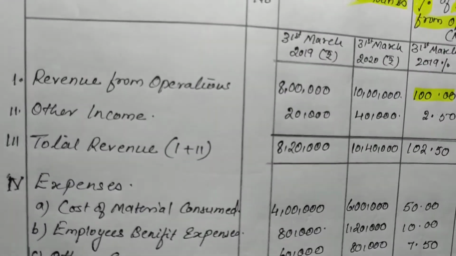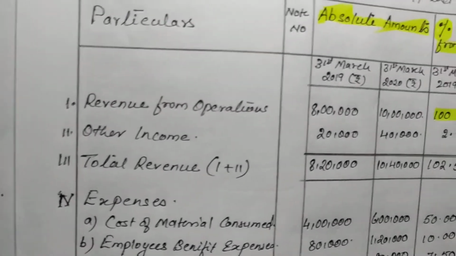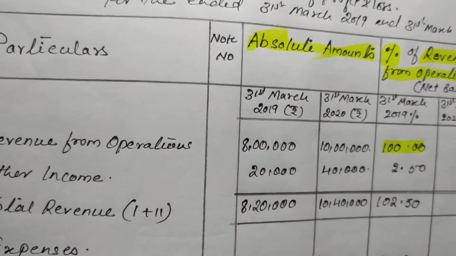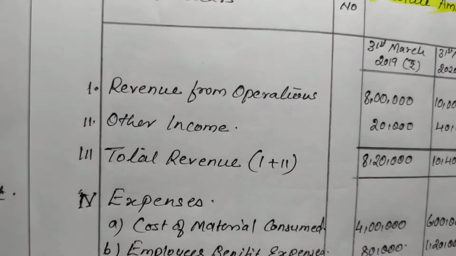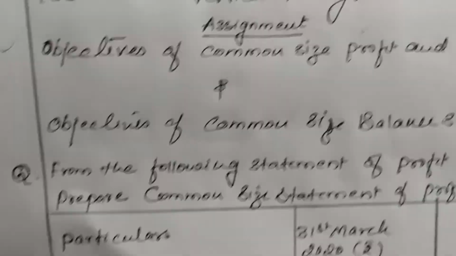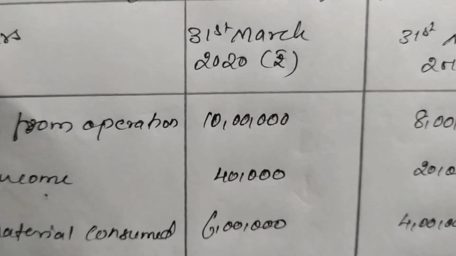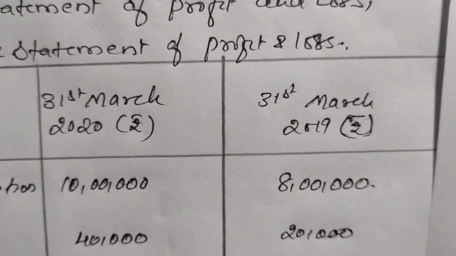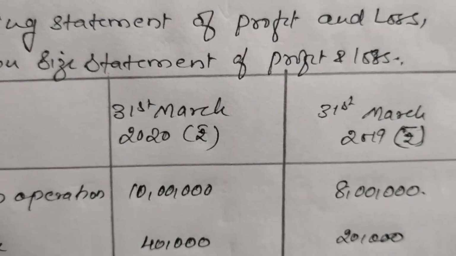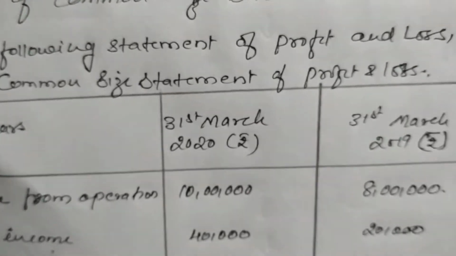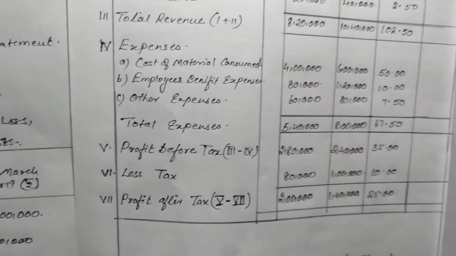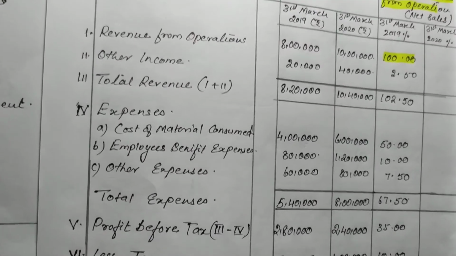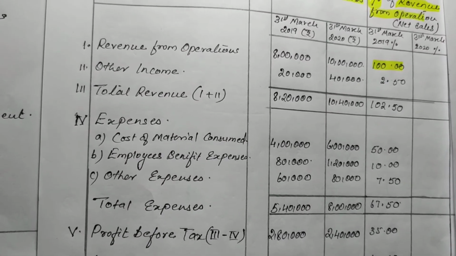You will get the absolute amount from the question. You can see here the absolute amount. First we'll write that of the previous year, then that of the current year. So revenue from operation, you can see in the question it is given 10 lakh and 8 lakh. For the previous year it is 8 lakh and for the current year it is 10 lakh. So as it is, you have to copy the absolute amount from the question. So from the absolute amount, first we'll calculate.